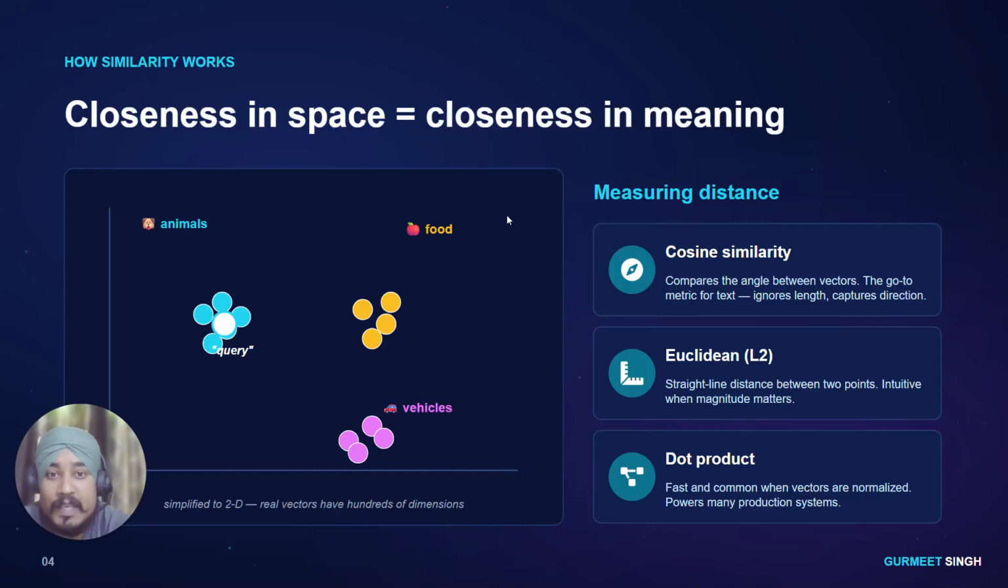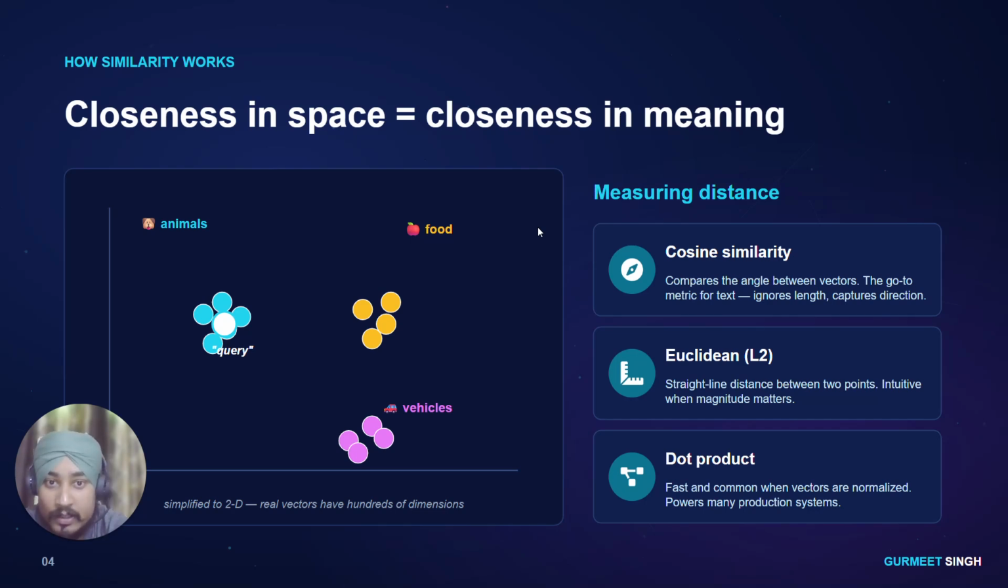So if meaning becomes a point in space, then similar meanings become points that sit close together. Closeness in space equals closeness in meaning. Look at this picture. I have simplified it down to two dimensions so we can actually see it. But remember, real vectors have hundreds of dimensions. Notice how things naturally cluster. All the animals group together in one region. The vehicles form their own cluster. The food sits somewhere else entirely. The model was never told those categories. It learned them just from how the concepts relate.